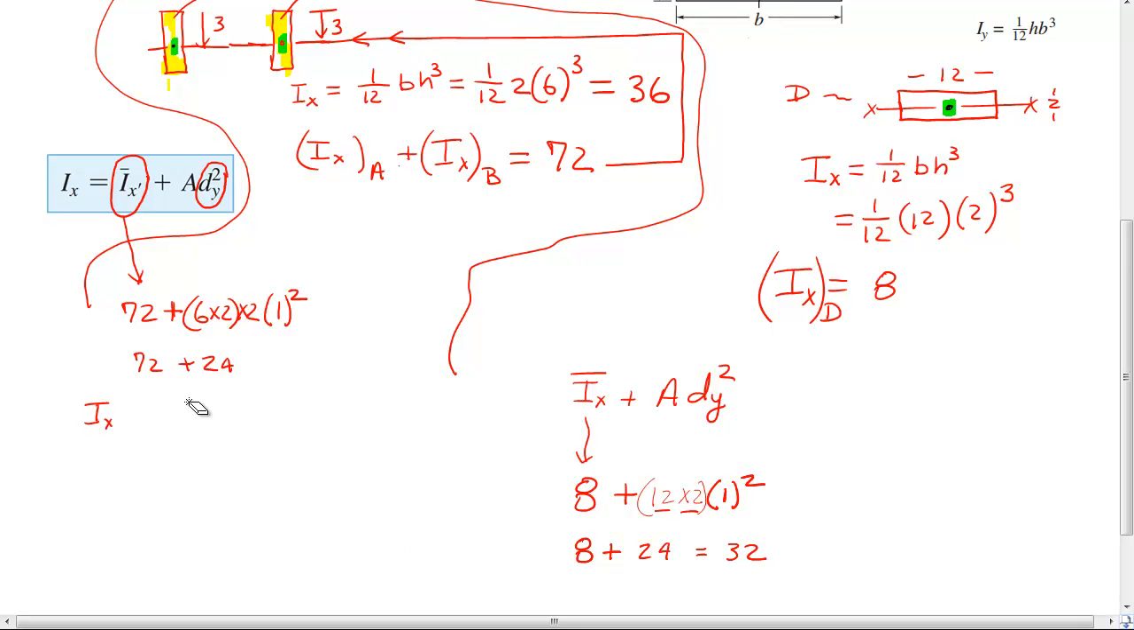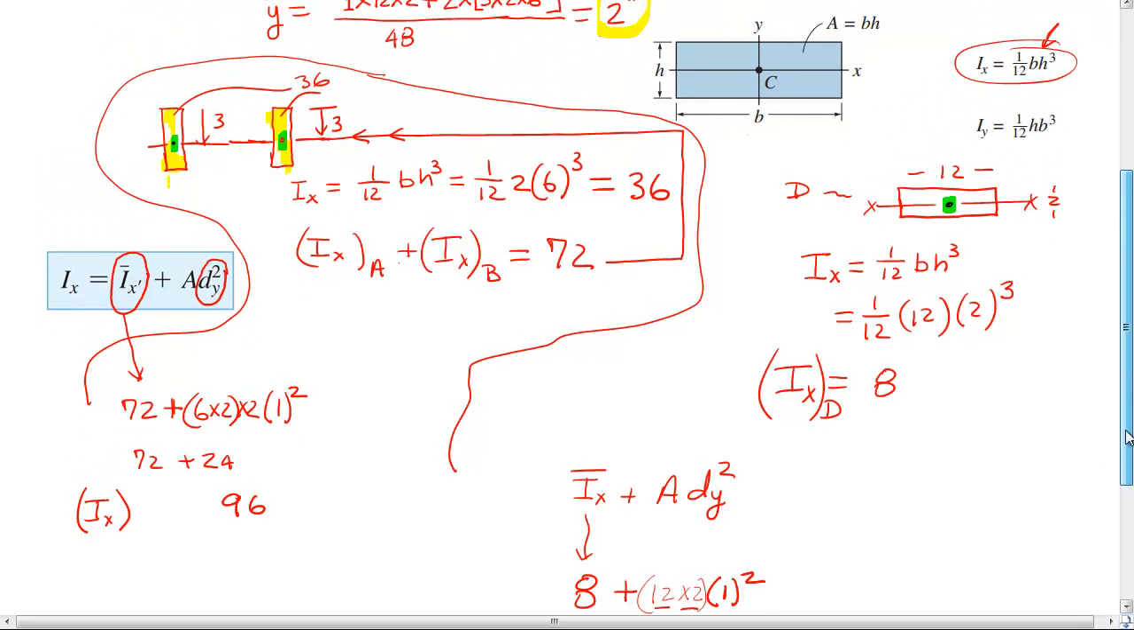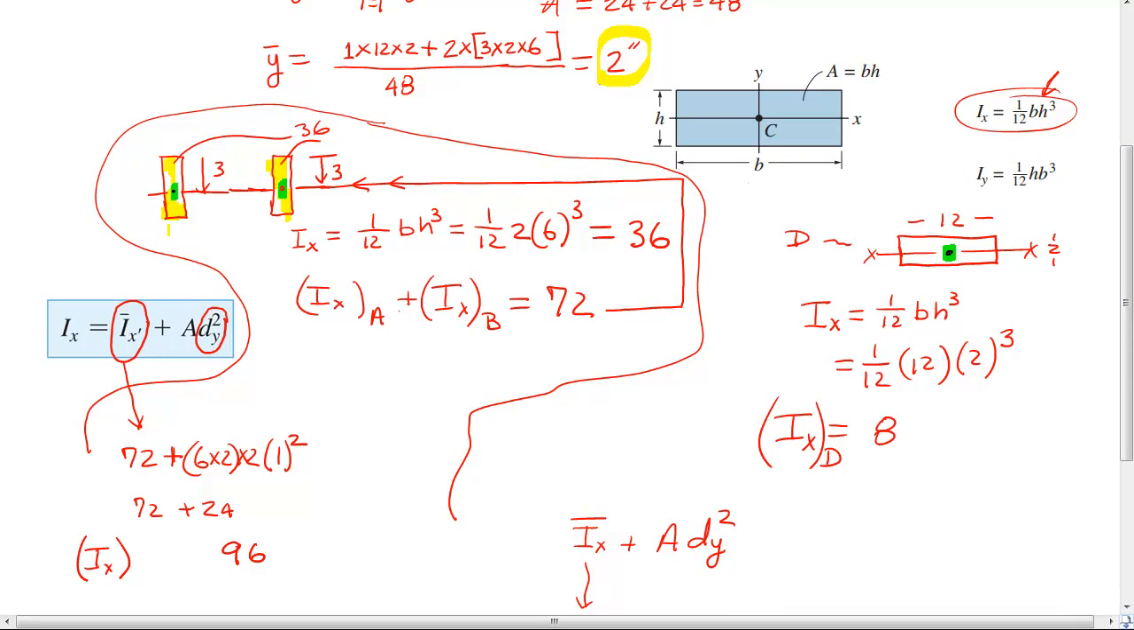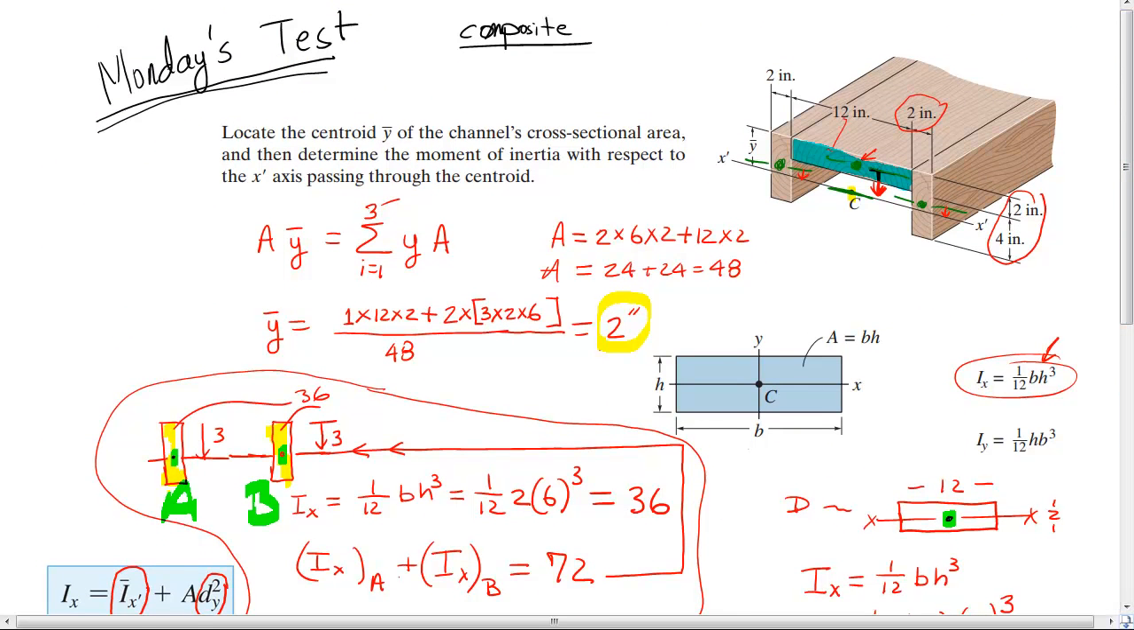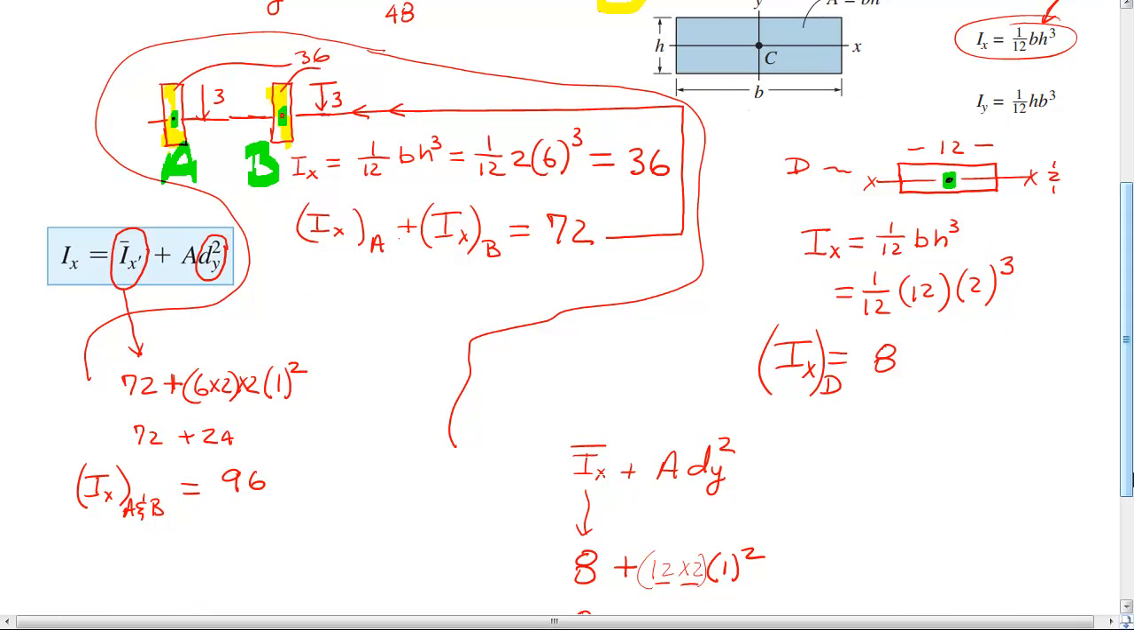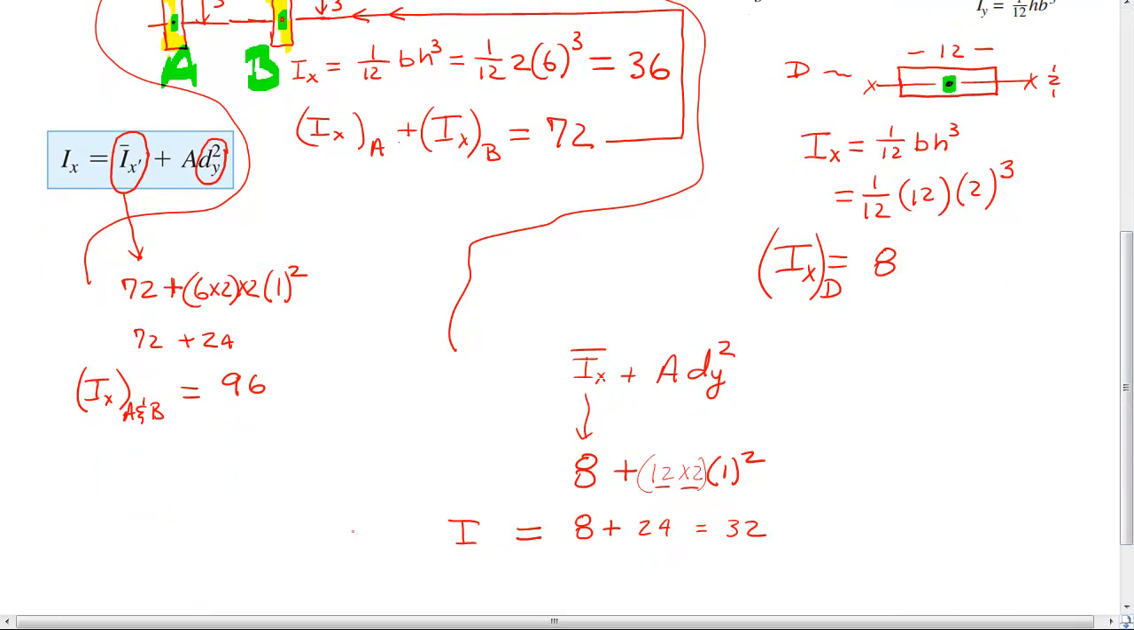So again, let me scoot this over. The IX from these two members, and I'll go ahead and put a label back on them, A and B, together is 96. The I from the center section, this blue right here, is nothing more than 32. So you add these two together because now they're about the same location. You get 128, and that's inches to the fourth.